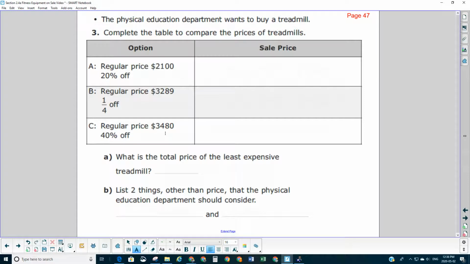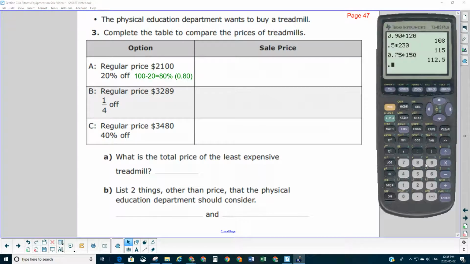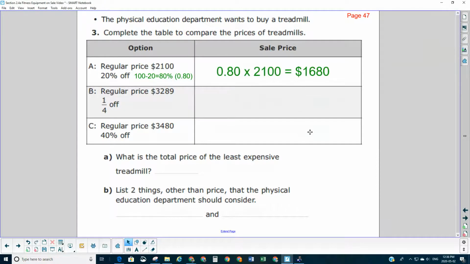So I think I'm going to use the green method, because I'm going to need my calculator for these numbers anyways, and I'll be able to do this in one step. So if it's this price, but it's 20% off, 20% off means that I'm going to be paying 80%. And so I can do this calculation in once. I'll go 0.8 times $2,100, and it turns out we get $1,680. We can do all that in one step, and there's our sale price.